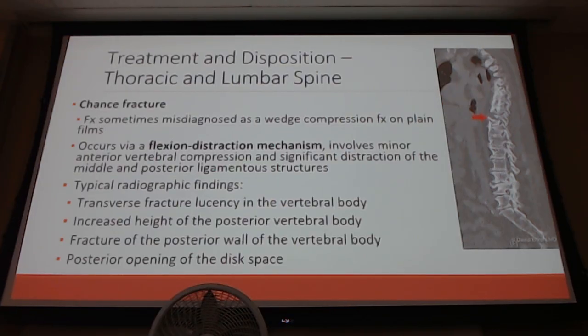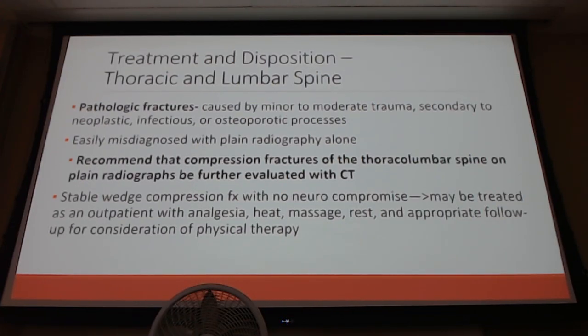And like we said earlier, a Chance fracture or anything in that thoracic spine requires a significant amount of force to fracture, so we need to look for other injuries in these patients. This is what you normally see on imaging: a transverse fracture, some increased height in the posterior vertebral body, a fracture of that wall, and then posterior opening of the disc. These are significant findings, so make sure we rule out any other injuries.